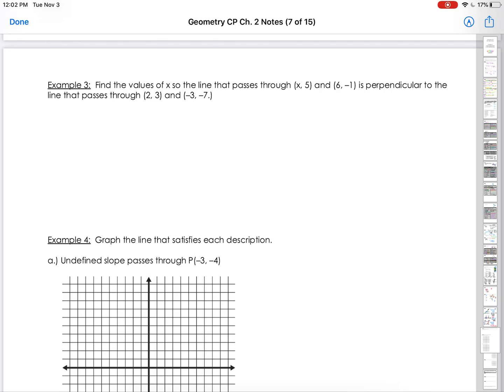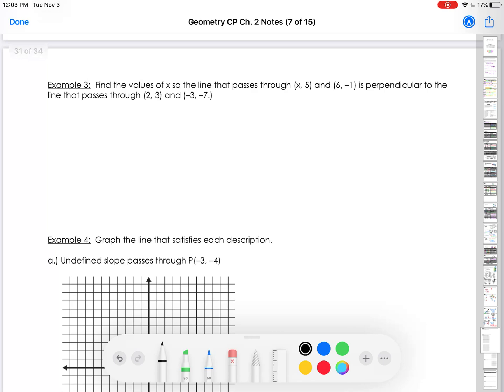Okay. In example 3, we want to find the values of x so that the line passes through x comma 5 and 6 comma -1, and then is going to be perpendicular to the line that passes through these other 2 points. Okay. So we want to find that x value. So the first thing we need to do is actually figure out what is the slope of the perpendicular line. So we have 2 lines, they're perpendicular. Let's find the slope of the second line, the one that has all the information. So let's find the slope of this guy.